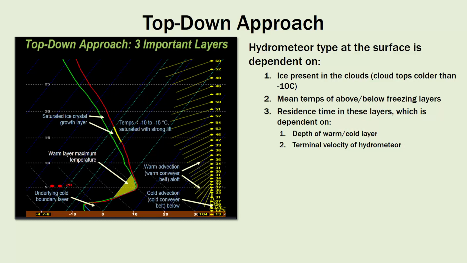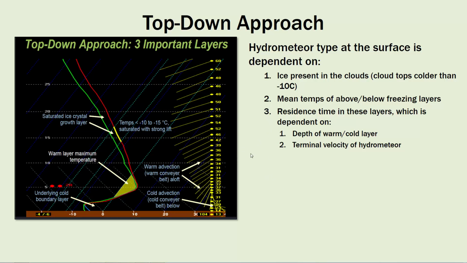So first of all, just a little bit more background on the top-down approach. There's, again, three important layers. We need to know first, do we have ice present in our clouds? Are our cloud tops colder than -10? We need to know information about the mean temperatures of any above and below freezing layers in our column. And finally, we need to know the residence time in these layers.